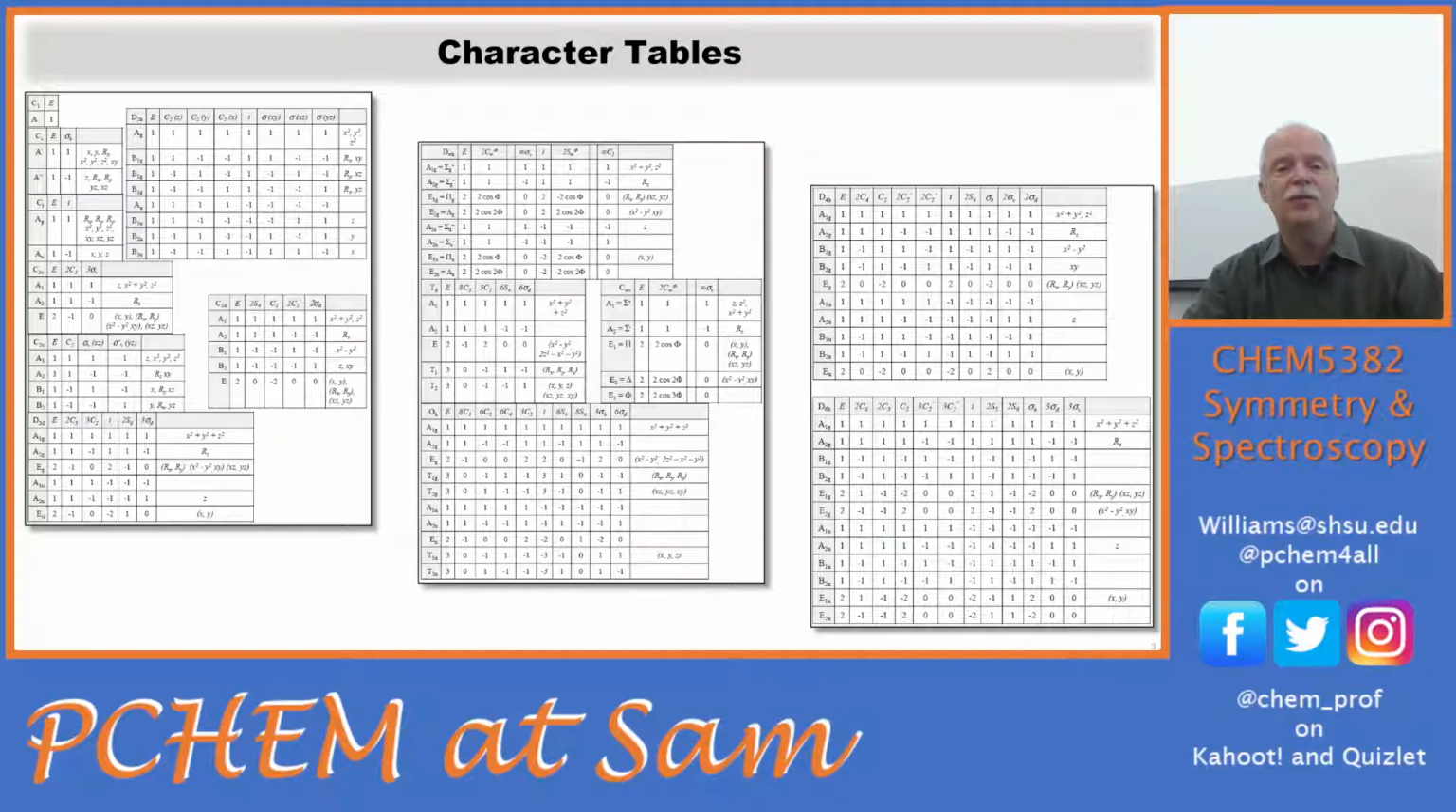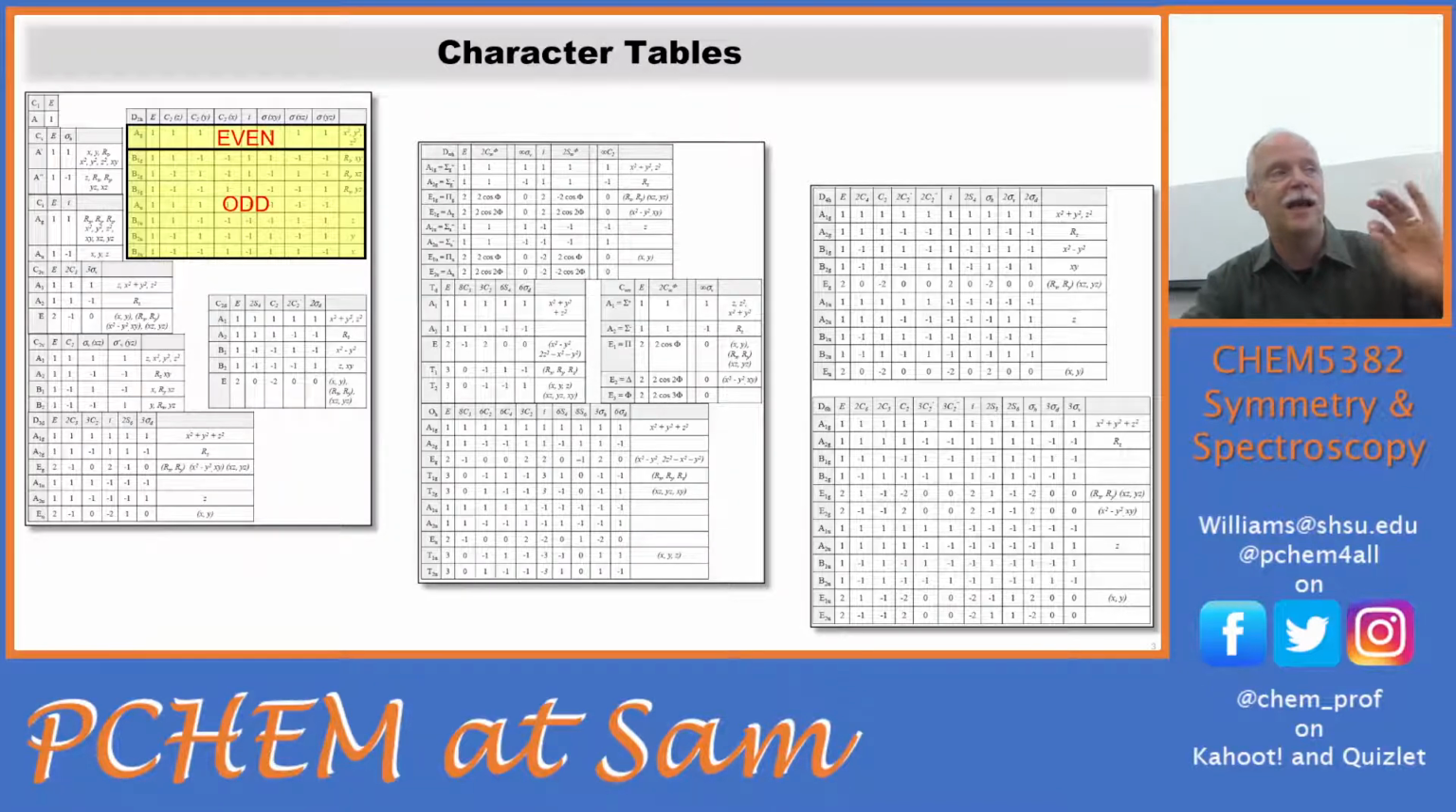Now, in these character tables, we have lots of rows, and those rows are going to represent everything in the molecule. So if there is an asymmetric stretch, it will be a particular row in the character table. If there's a symmetric stretch, it'll be a different row in the character table. And when we are evaluating the symmetries of these in terms of even or odd, only the top row is even. Now, I can't say that Ag is even or A1 is even, because that depends on a particular point group. I can say that the top row, no matter what it is, is even.